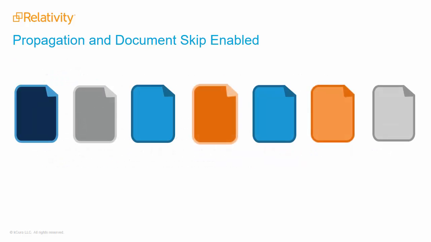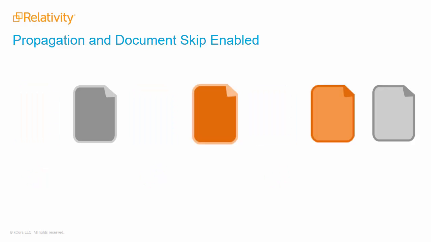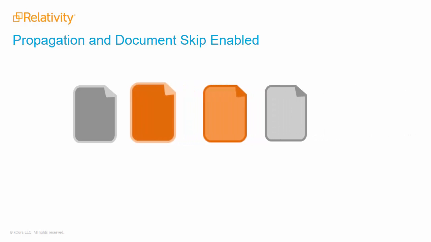For example, let's say that propagation has been turned on for family. When we code a parent document as responsive, all of those documents' attachments are also coded as responsive, which is what you can see here. Now, because those documents were coded as responsive, they are removed from your queue of documents to review. And you are then skipped to the next uncoded document in the queue. So this is especially helpful if you have multiple duplicate documents or many emails with attachments. I'll switch over to Relativity so you can see how this works in real time.